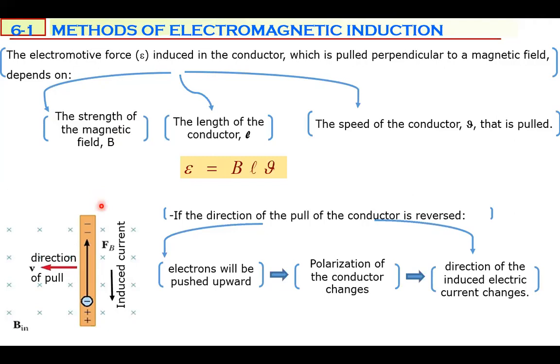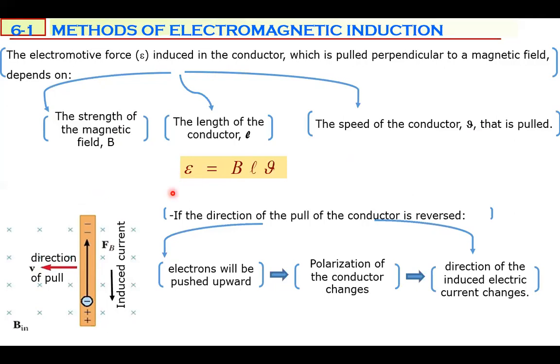Second one is length of the conductor. If you use a longer conductor, which means there are more electrons. If more electrons, the induced EMF will be greater. Third one is the speed of the conductor that is pulled. So how fast you are pulling this conductor inside a magnetic field also determines the induced EMF.